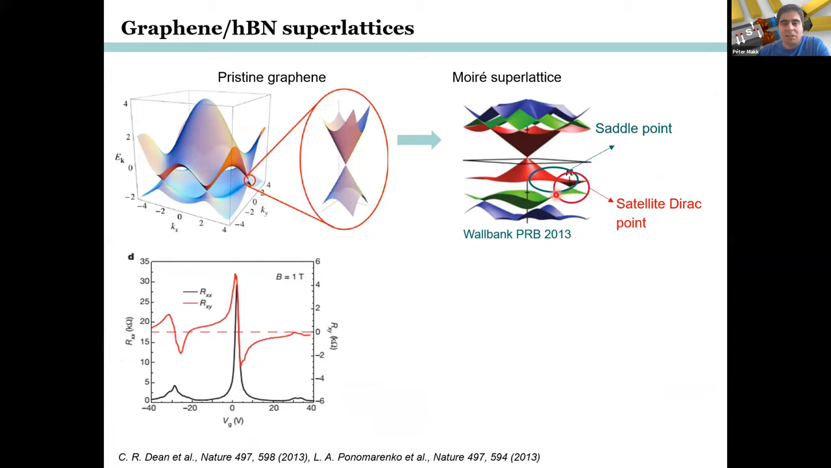I think what is clear is that in the valence band, the appearance of secondary Dirac points is clearer in most of the experiments. Here also, the band structure calculations, as far as I understood, are less sensitive to the parameters, whereas in the conduction band it's usually a bit more complicated. You have more bands. What I would like to highlight is that there are these secondary Dirac points appearing, and there are also saddle points or van Hove singularities. This is one of the first measurements which I have chosen, where you see peaks in the longitudinal conductance and changes in the Hall conductance at the secondary Dirac point.